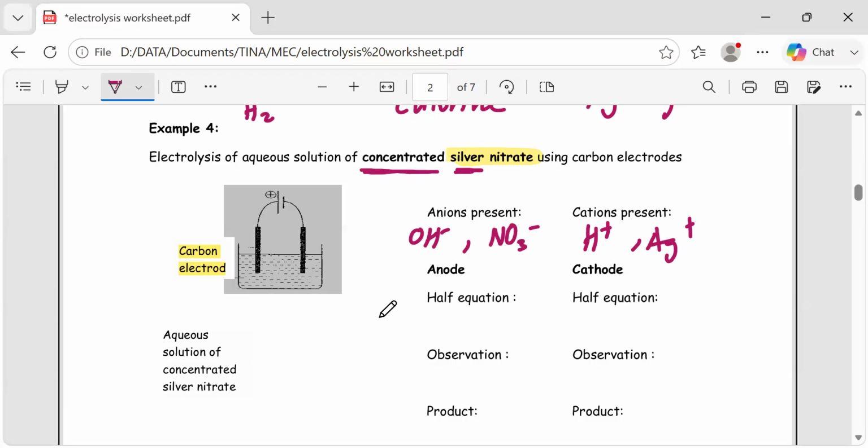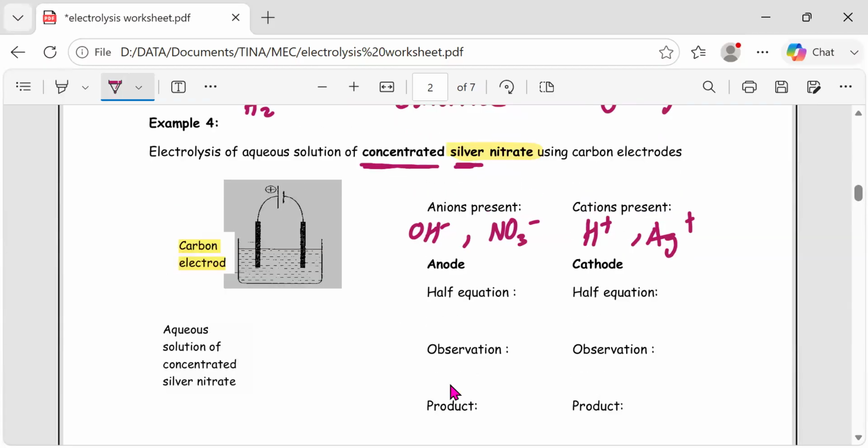Based on this, can you do this quickly? What's your observation? What's your product? Because we're going to use this to do the next part. Today we're going to finish this chapter.